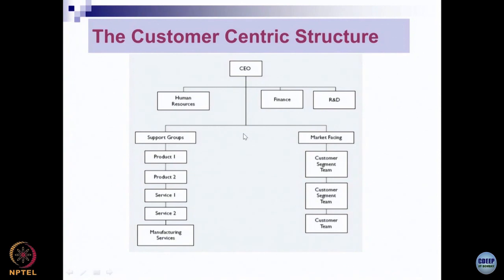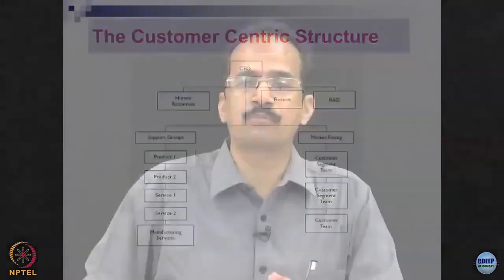This whole organization has a customer centric structure. That means a significant portion of the organization is customer facing. One group is responsible for serving specific customer segments, and there is another group which is responsible for different products and services. At the corporate level, there is a human resource function, finance function and R&D function.